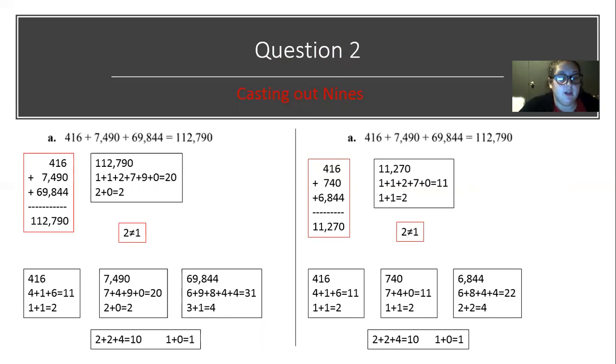So next for the 7,490, we're going to add 7 plus 4 plus 9 plus 0, which is going to give us 20. We want a single number, okay? So the 2 plus 0 is 2. And you're going to do the same with the 69,844, which is going to give us a 4 as it's a single number. So when we add all of these numbers together, we've got 2 plus 2 plus 4, which is going to give us a total.